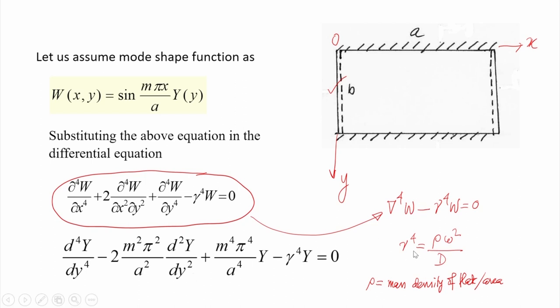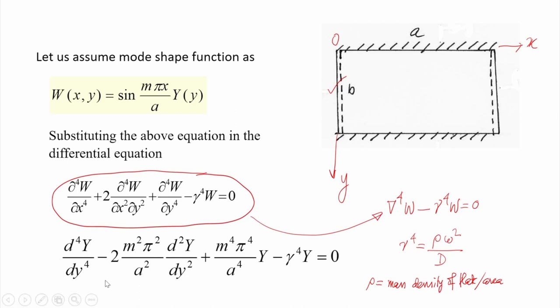So now after substituting this function W is equal to sin m pi x by a into Y(y) in this equation, we arrive at d to the power 4 Y divided by dy to the power 4 minus 2 m square pi square by a square into d square Y by dy square plus m to the power 4 pi to the power 4 divided by a to the power 4 into Y minus gamma to the power 4 into Y equal to 0. So this is the equation that we have to solve to find capital Y, and then we can find the complete eigenfunction. Okay.